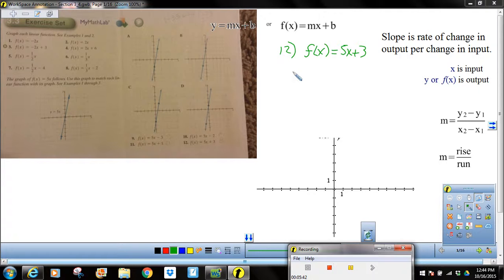You can see on number 12 that they give us the same slope, but a different y-intercept. So if both of these were on the graph at the same time, they'd be parallel, because they have the same slope, but just start at different places.